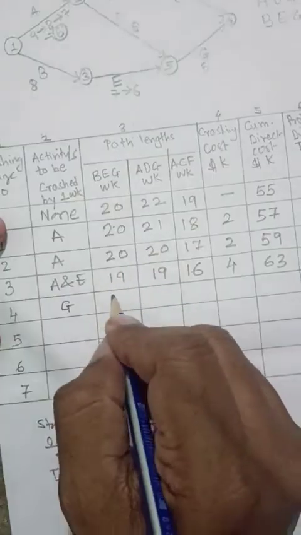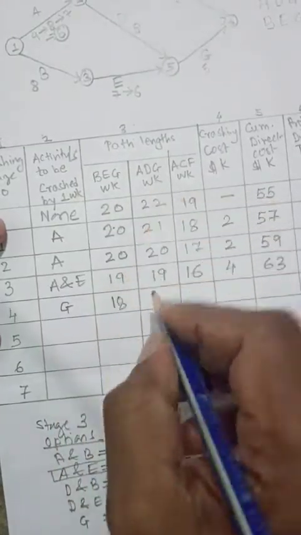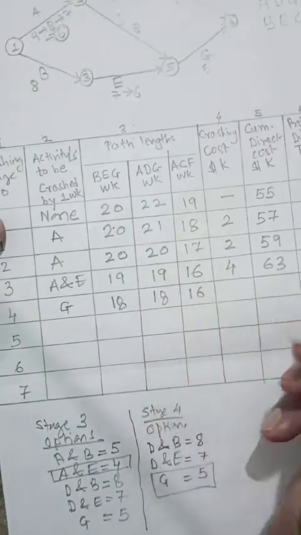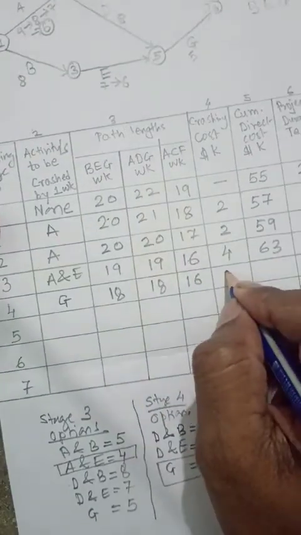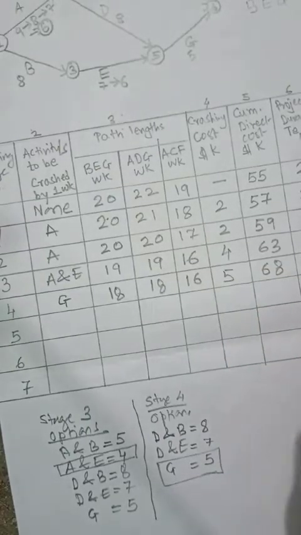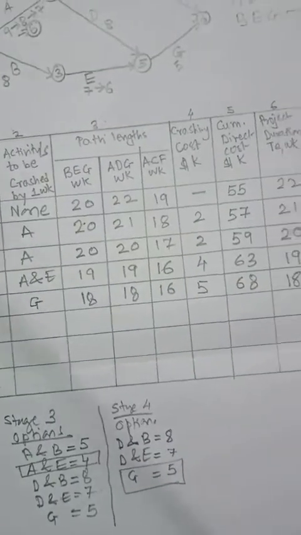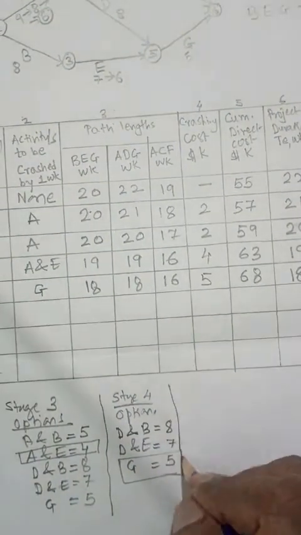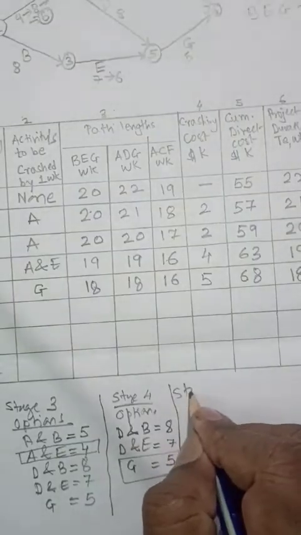So this will get reduced to 18 because G is there. This is going to get reduced to 18. This will not get reduced, it will remain as 16. The cost will be 5. So this will be 68 and the project duration will become 18 weeks. Correct? So now the next stage, stage 5.